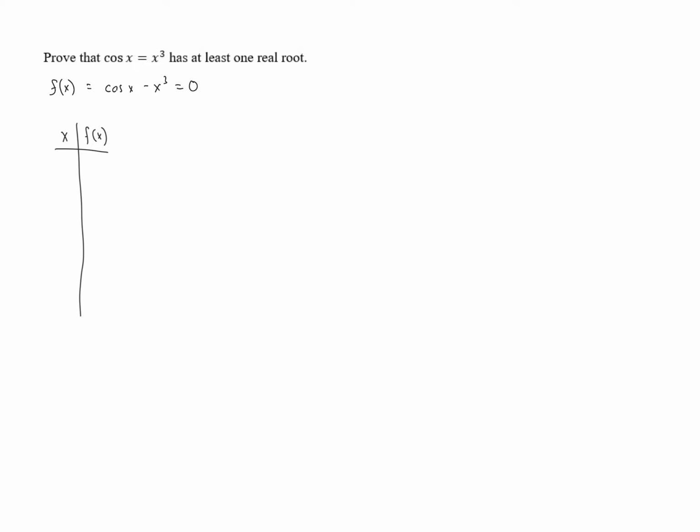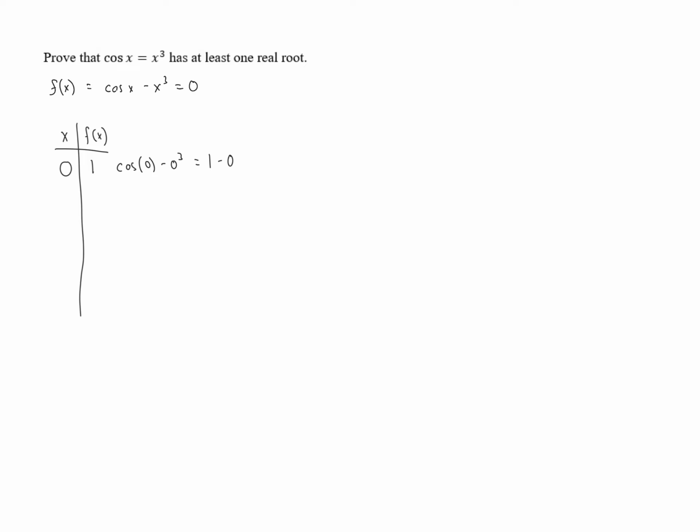So let's start with 0. 0 is always the nicest. That's going to be cosine of 0 minus 0 cubed. Cosine of 0 equals 1, and 0 cubed is 0. So we've got 1 minus 0, which is 1. So we have a positive value for f of x.